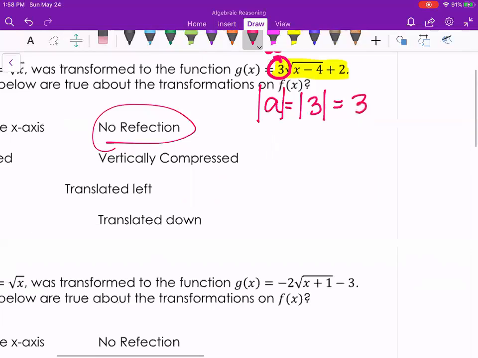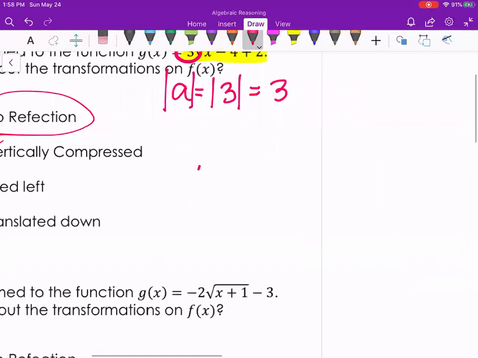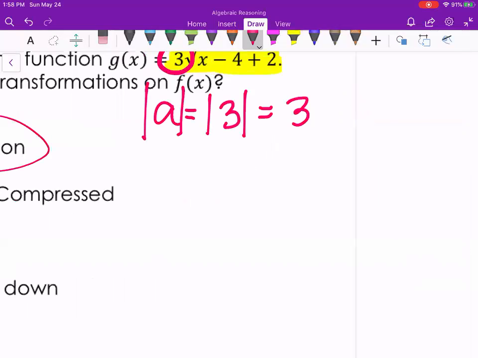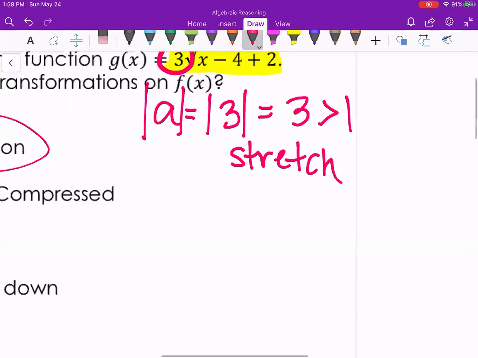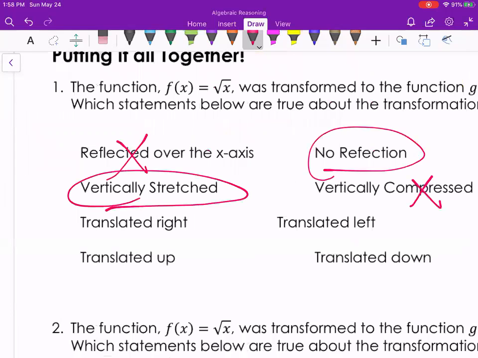So no reflection here. Now this number is bigger than 1. 3 is bigger than 1, which means this is a stretch. So compressed is out. There's our stretched.